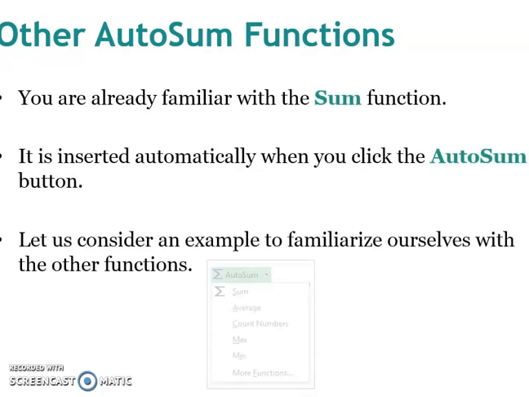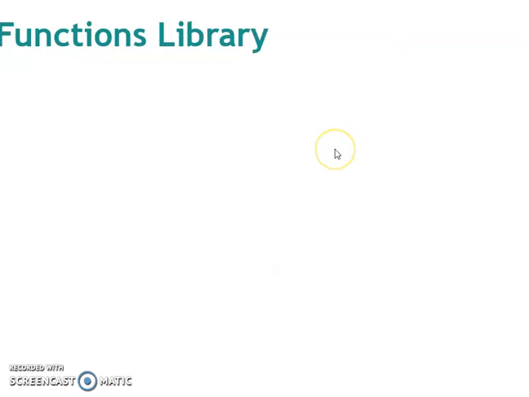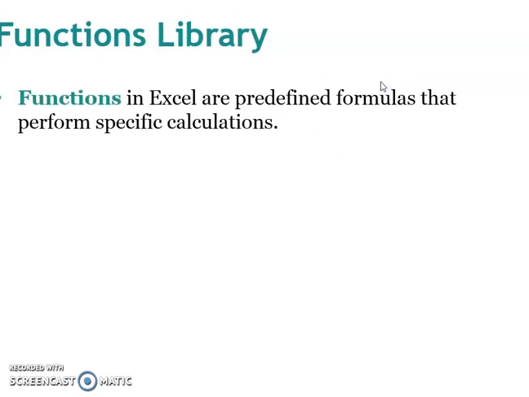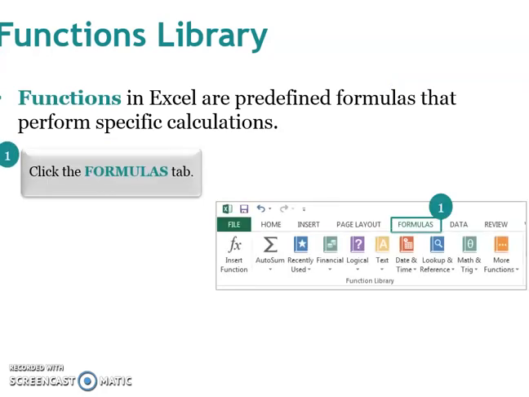Other functions are average, count numbers, maximum, and minimum. There are a lot more functions which are used in AutoSum, and you can also create different functions and different formulas. And then let's talk about the function library. Function library means they have predefined functions. Functions in Excel are predefined formulas that perform specific calculations.